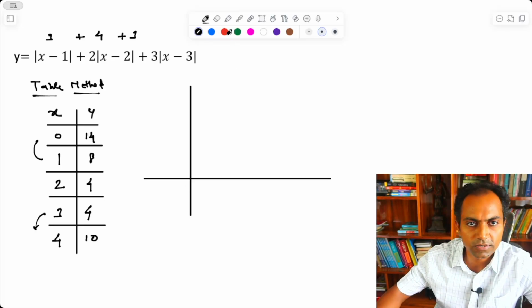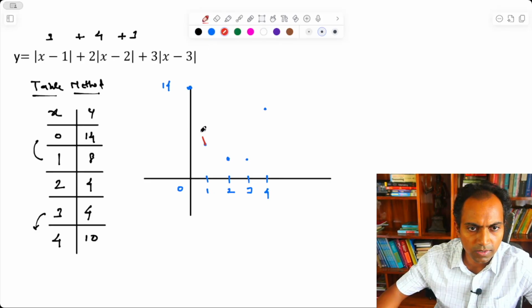So, once I have this, I can demarcate all the values on the x-axis first. So, 0, 1, 2, 3 and 4. Correspondingly, at 0 the value is 14. So, I am assuming it to be here. It is not possible to draw exactly. Now, 8 would be somewhere here. At 2, it is 4, so let us take it in between. Then it remains 4 at 3, and at 4 it becomes 10. Somewhere here.